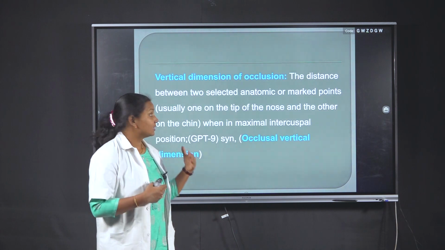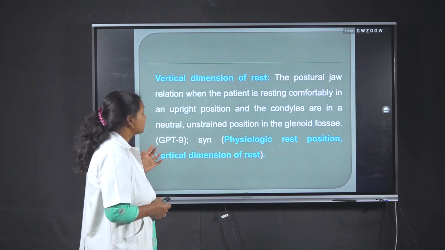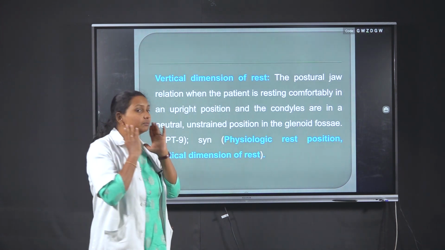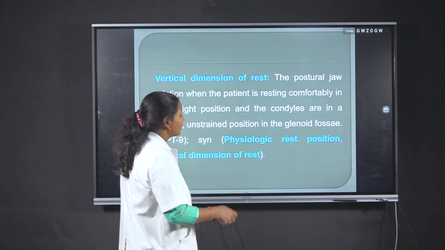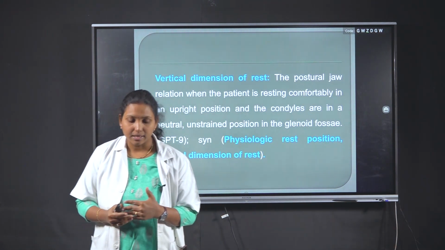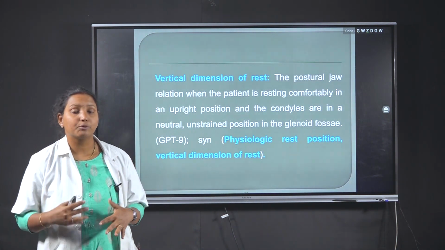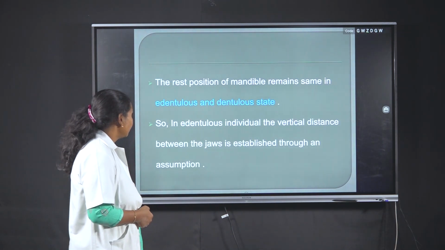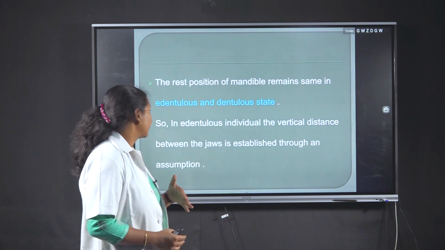That is vertical dimension at occlusion. Vertical dimension at rest is the position where the patient's condyle rests in the most comfortable and unstrained position. This is also called the physiological rest position. In this position, the muscles which support the mandible are in minimal tonic contraction. This is the most unstrained and comfortable position for the patient. This rest position remains the same in edentulous as well as dentulous patients.